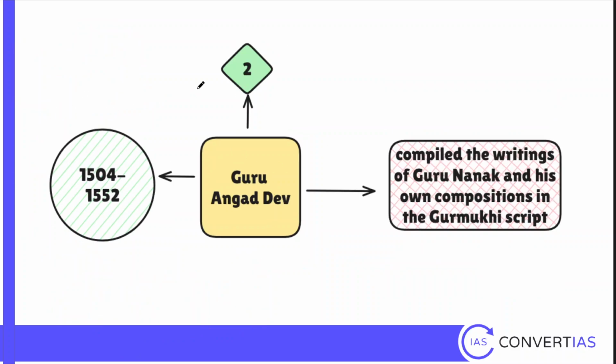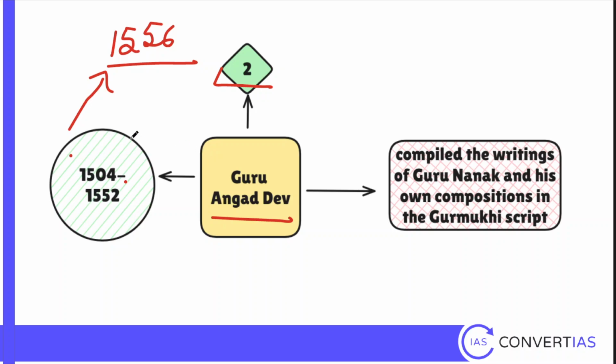Now see the second Sikh Guru, whose name is Angad Dev. First look at the time period. He dies in 1552, and by then Akbar's reign has not started yet, which is 1556. So Guru Angad Dev is not a contemporary of Akbar either. Now what is the contribution of Guru Angad Dev? He compiled the writings of Guru Nanak along with his own compositions, and he did that in the Gurmukhi script. This is the only notable contribution.